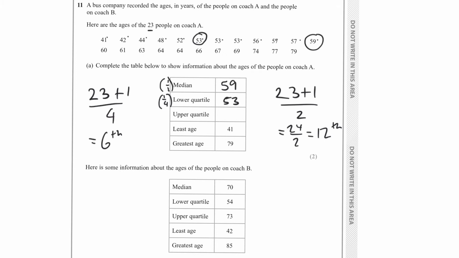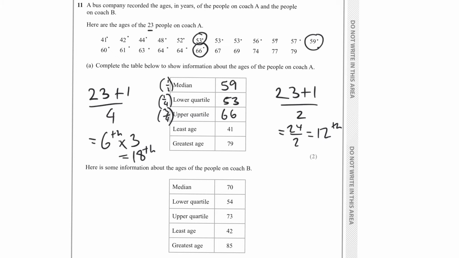Upper quartile is like the 3/4 value, like 75% of it. So you're going to do your 23 plus 1 divided by 4, which you did. You worked out a quarter of it, so times by 3. So now we're trying to work out the 18th value. So if we know this is the 12th one, this will be 13th, 14th, 15th, 16th, 17th, 18th. And that's it. So our upper quartile is 66.